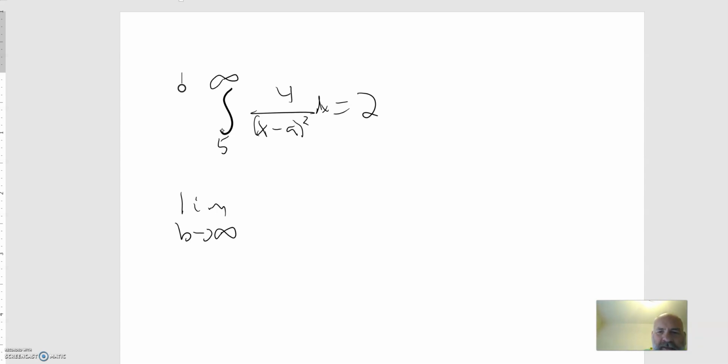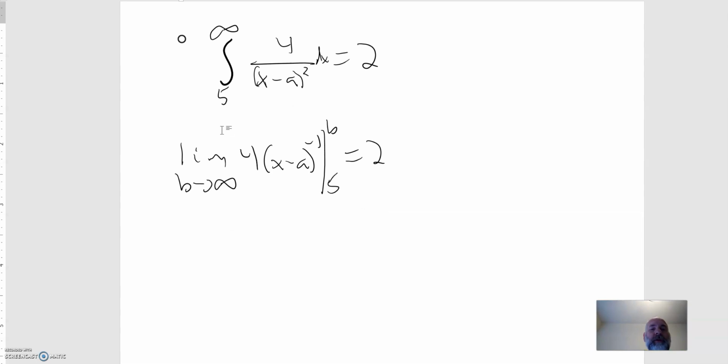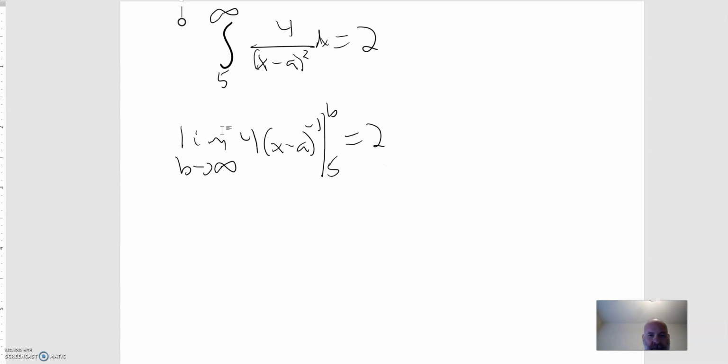So that's (x minus a) to the negative 2. So bump it up. So it'd be (x minus a) to the negative 1 with a 4 in front has to be equal to 2 if I evaluate this from 5 to b. Well, make sure you do the limits. Don't plug in infinity there or something like that. They'll mark you off for that. I can divide both sides by 4 just to get rid of it. So it's 1 over (x minus a) evaluated from 5 to b is 1/2.